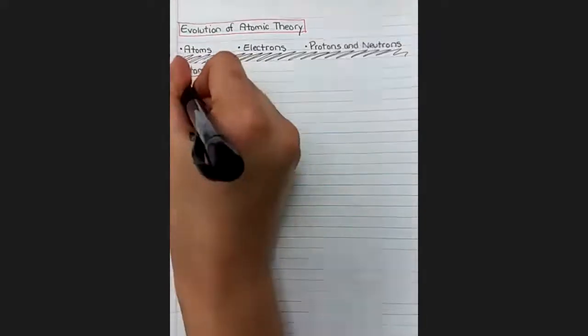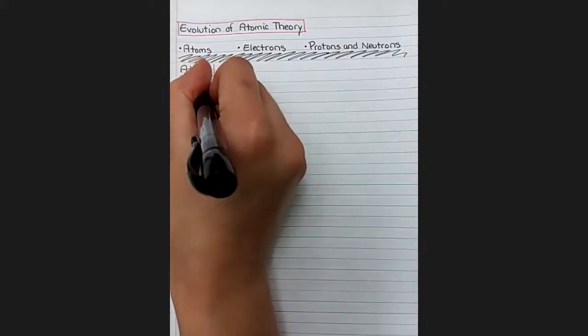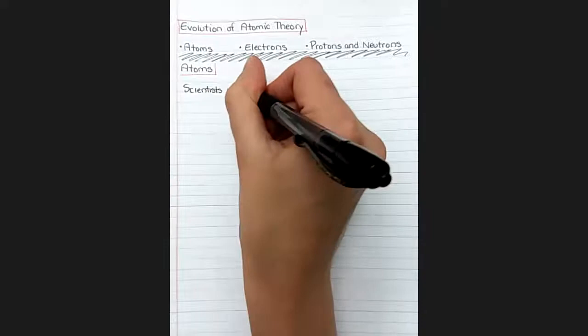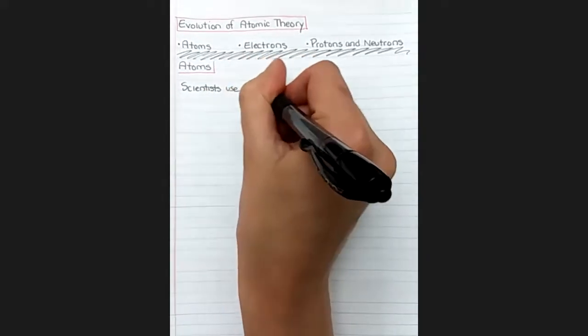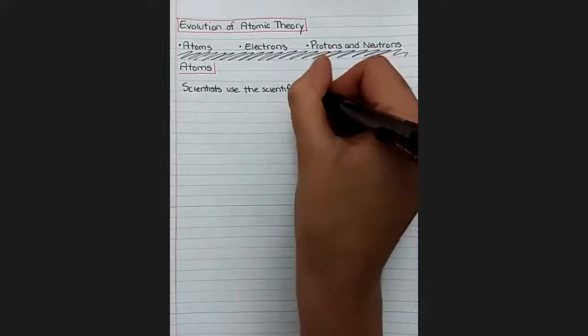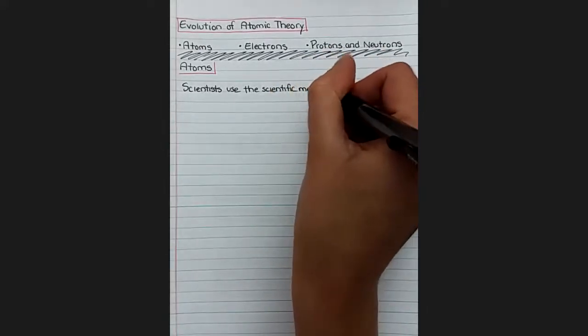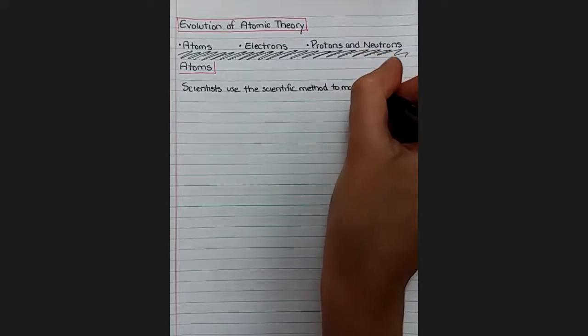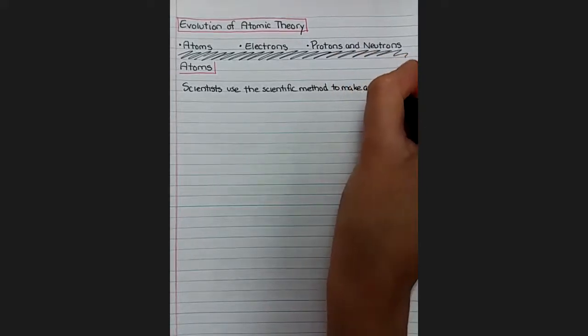So in the previous chapter, we talked about the scientific method, the main tool that scientists use to discover things. So we'll start there. Scientists use the scientific method to make and test hypotheses about how the world works.